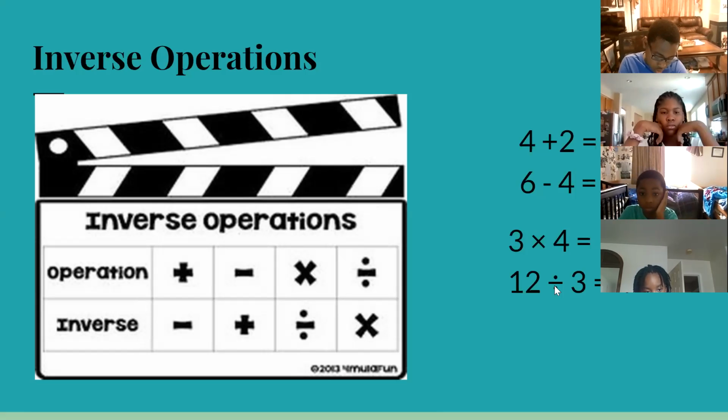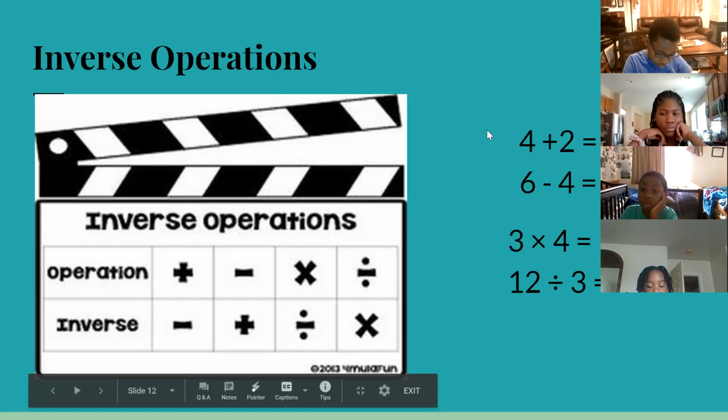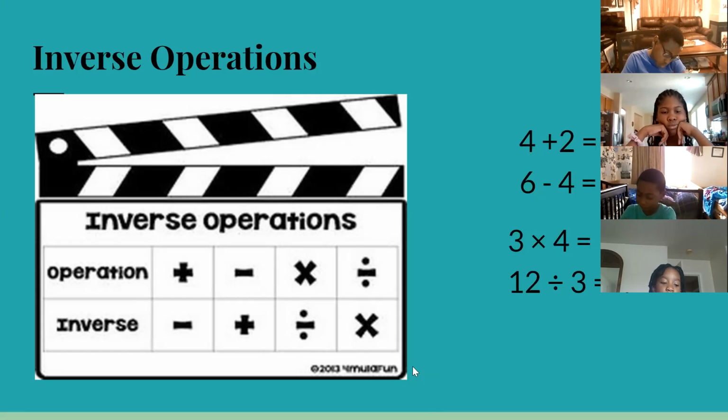And then Kosi, can you read for us the equations that are written on that right side there? Four plus 2 equals 6. 6 take away 4 equals 2. 3 times 4 equals 12. 12 divided by 3 equals 4. Yep, very good. Thank you.